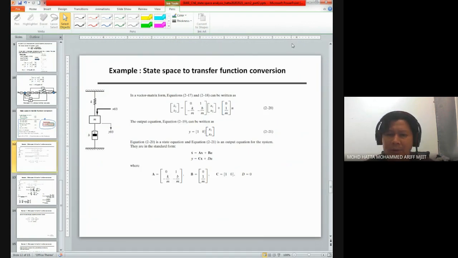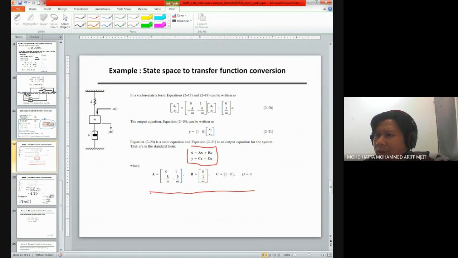Okay, let's say we have this kind of system. We have also analyzed what the state space model is for this mass spring damper system, and we end up with this state space model given by x dot = Ax + Bu, y = Cx + Du, and this is all the information of the matrices of the system. All right, how can we utilize this information in order to convert it into a transfer function?